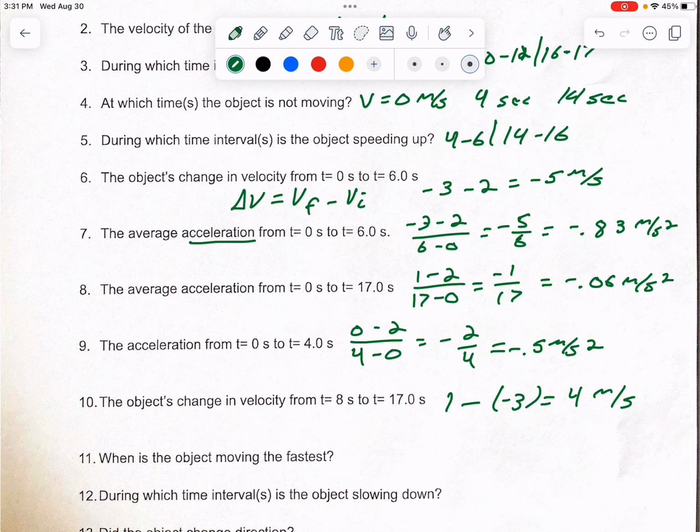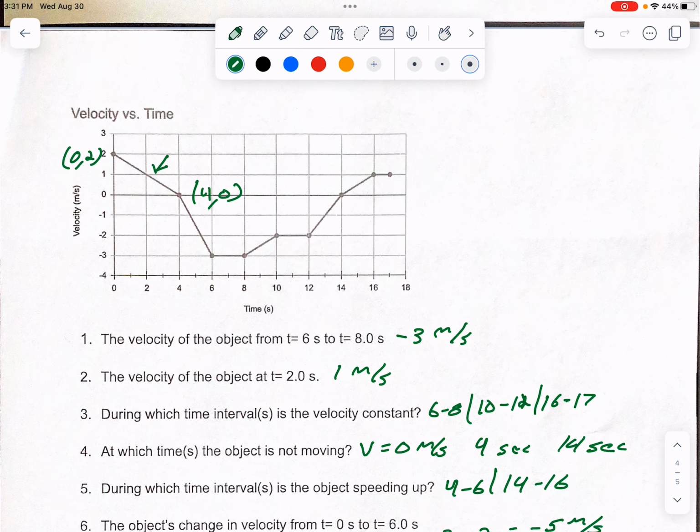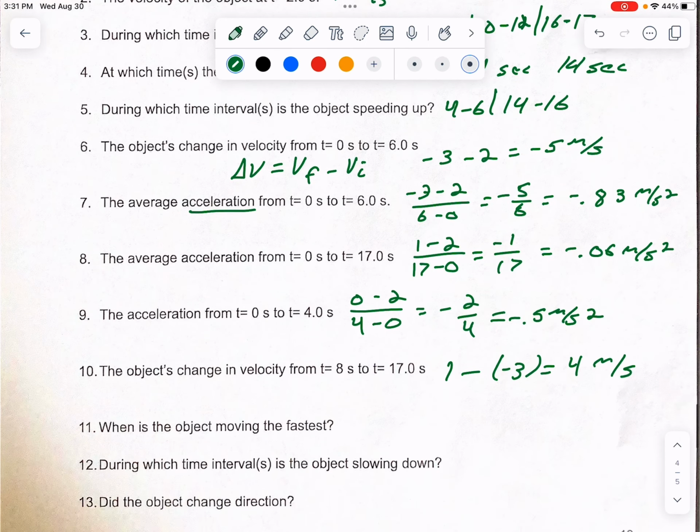Now, when is the object moving the fastest? You're looking for the highest y value, highest velocity. Anything above the x-axis, the highest I got was 2 meters per second, okay? But from 6 to 8 seconds, I got -3 meters per second. So that is my fastest velocity. From 6 to 8 seconds, that is when you are moving the fastest.